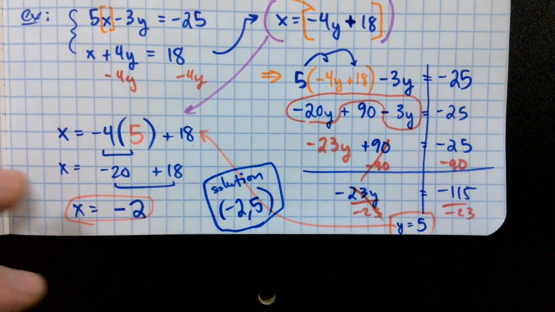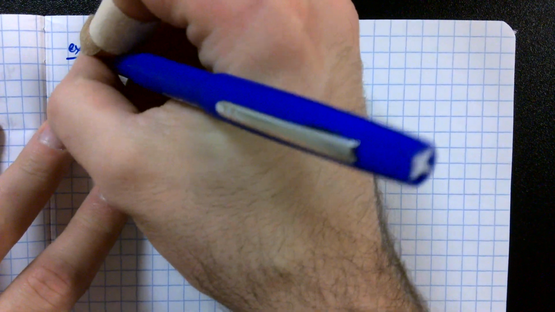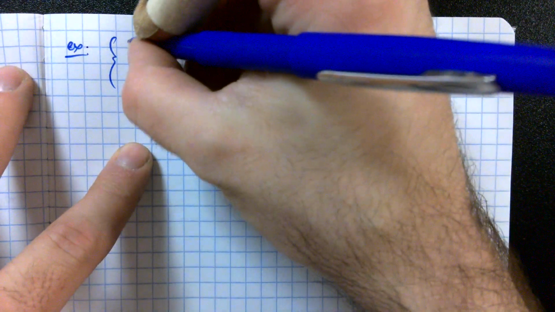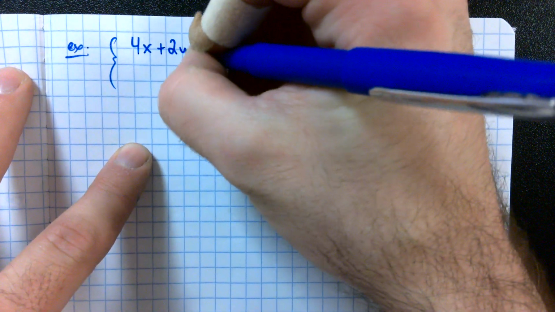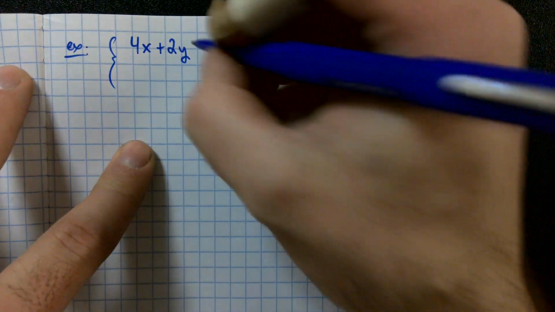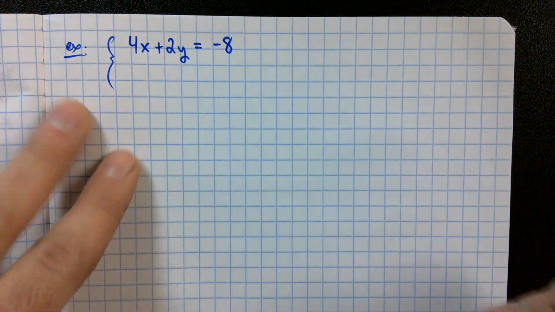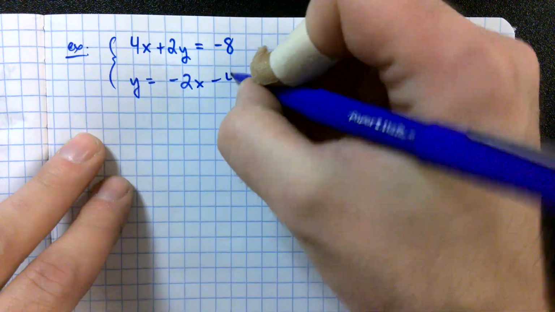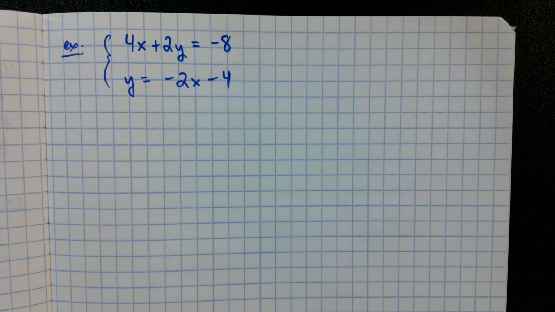Let's do one more. Actually, yeah, let's do it on our own first. Great idea, Christian. Okay, here's your system. Let's see if my incoherent ramblings made any sense. Give this a try.